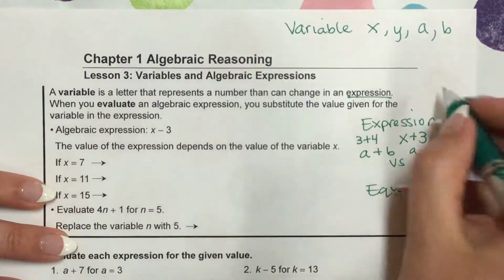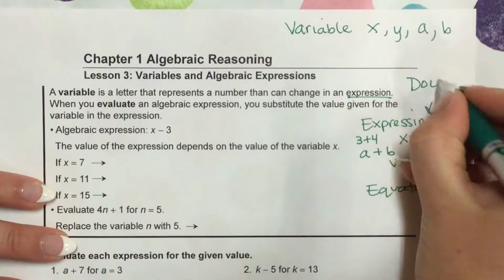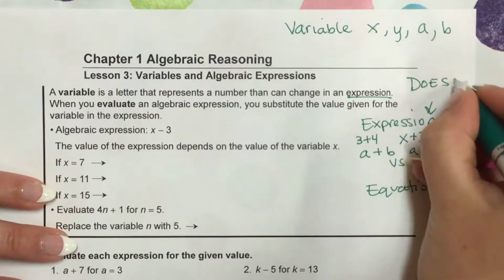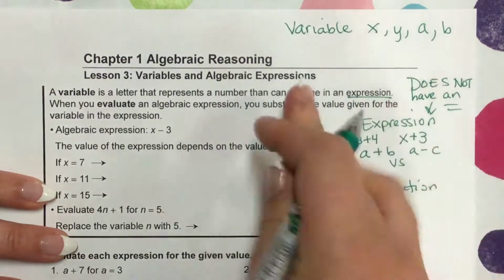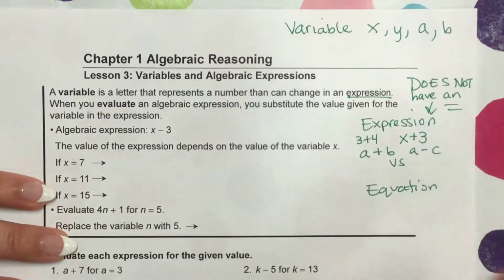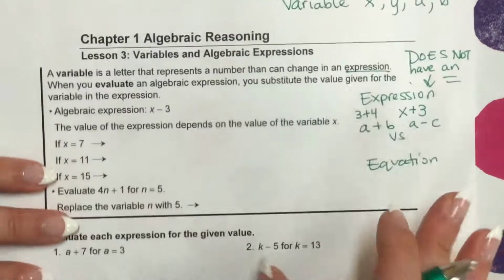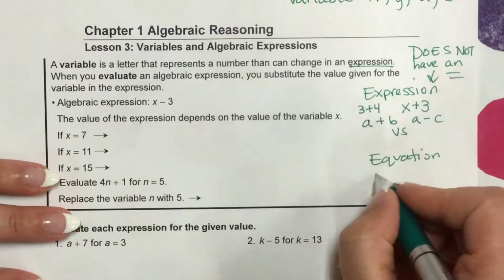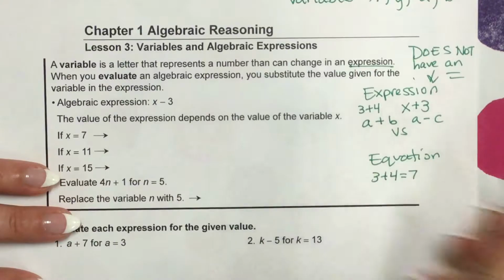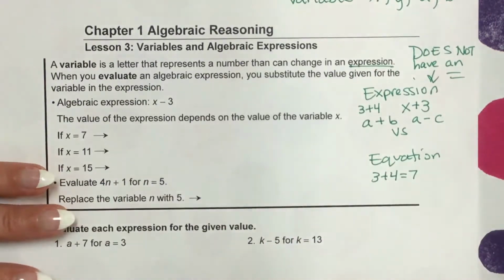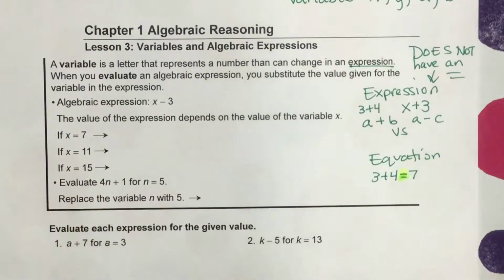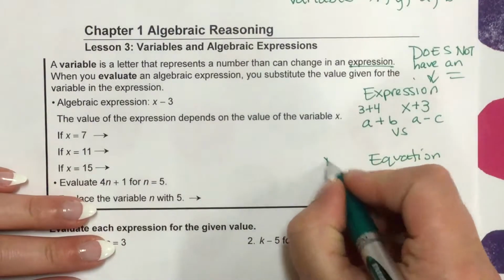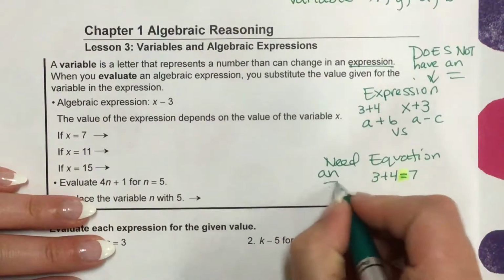The big thing with expressions is that they do not have an equal sign. If you notice, 3 plus 4, no equal sign. x plus 3, no equal sign. a plus b, no equal sign. a minus c, no equal sign. Whereas an equation is different because it has 3 plus 4 equals 7. That is an equation. It's the equal sign that makes it an equation. So whenever you're dealing with equations, you need an equal sign.